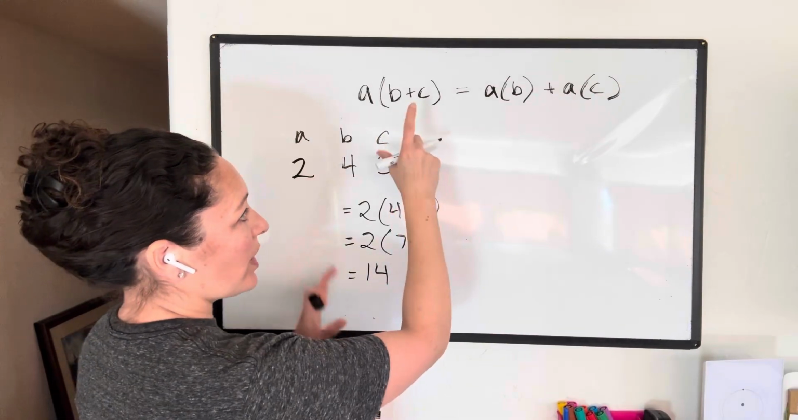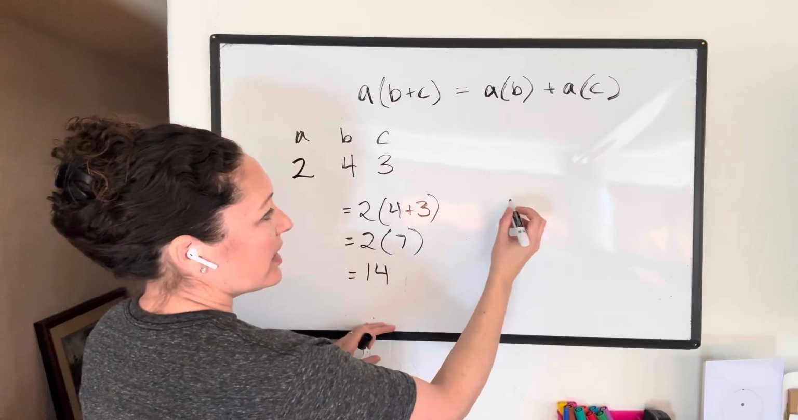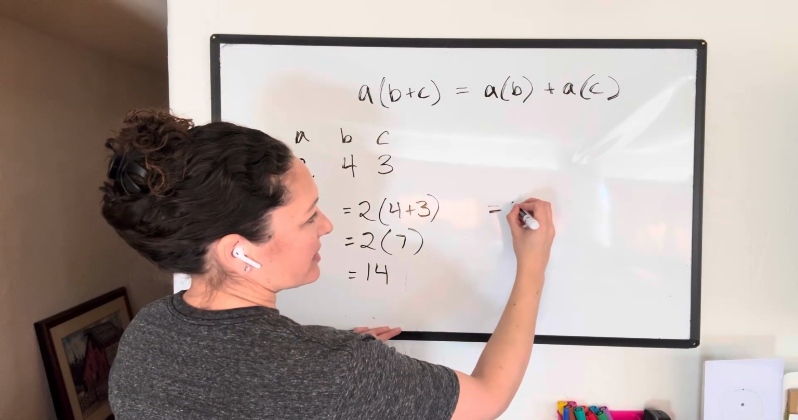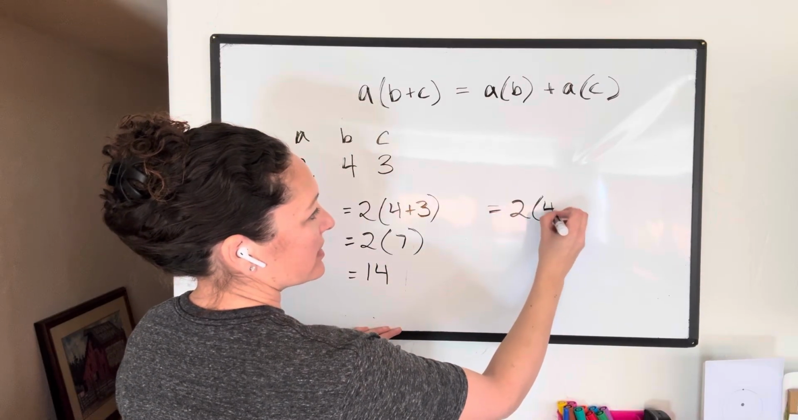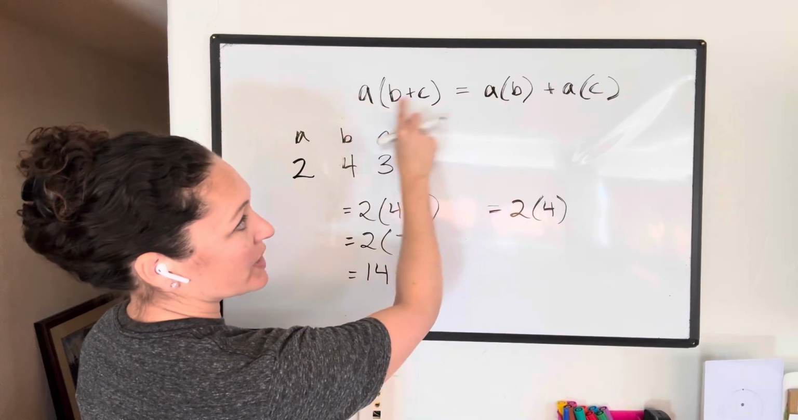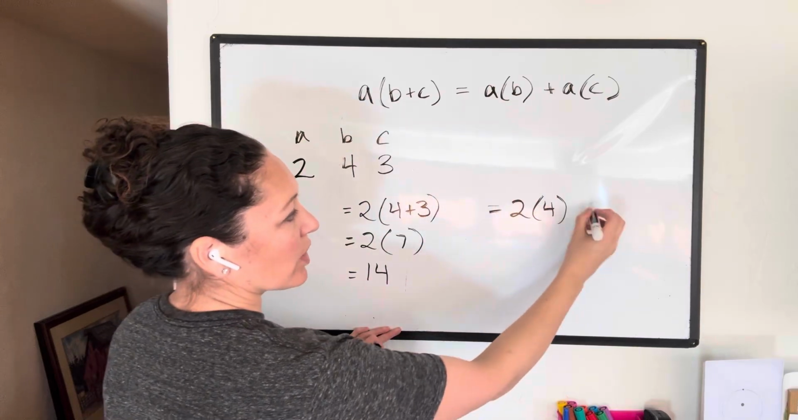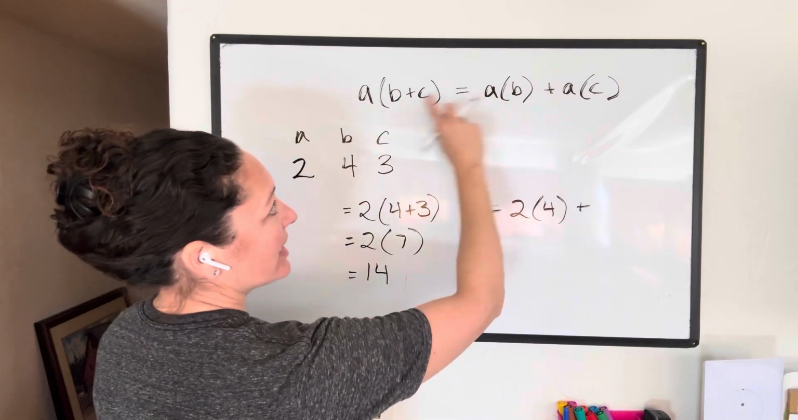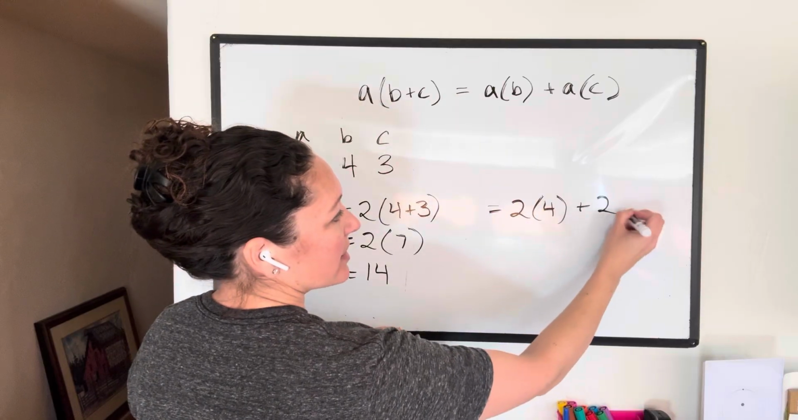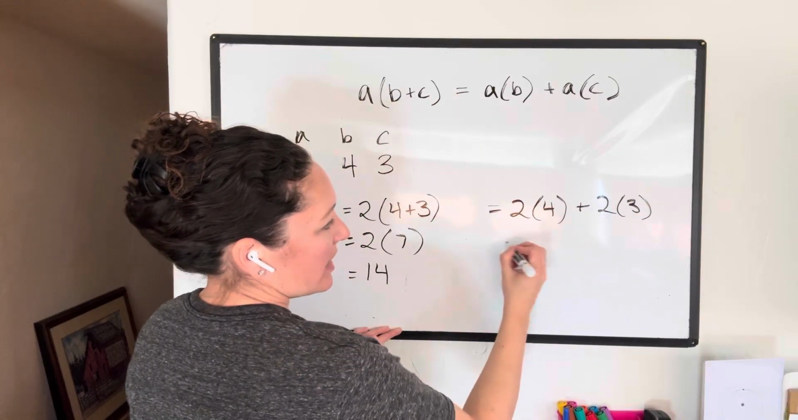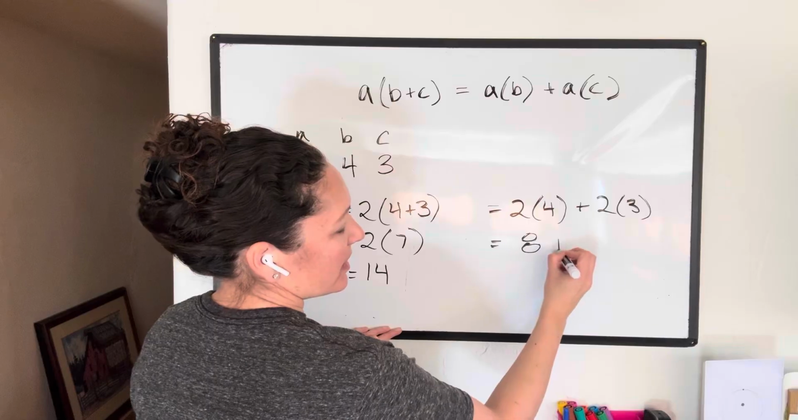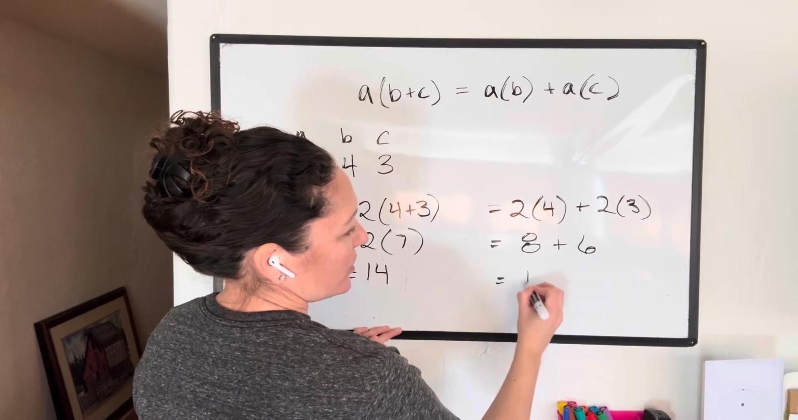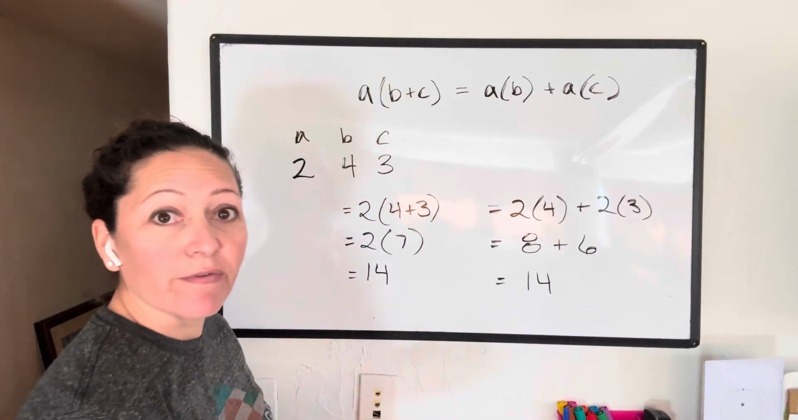If you want to write it out a little bit longer, you could show it in this format. You distribute the A with the B, so 2 times 4, and then you add A times C, the 2 times the 3. And so you have 8 plus 6, and you still get to the answer of 14.